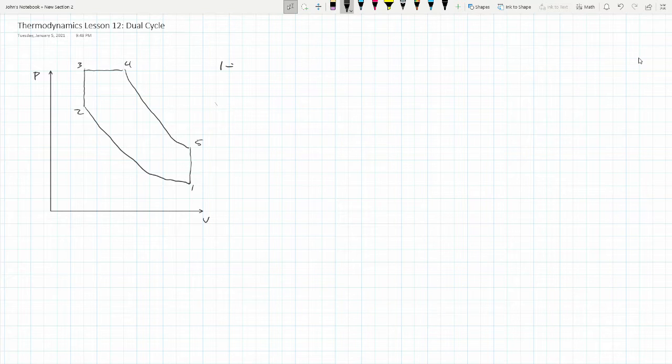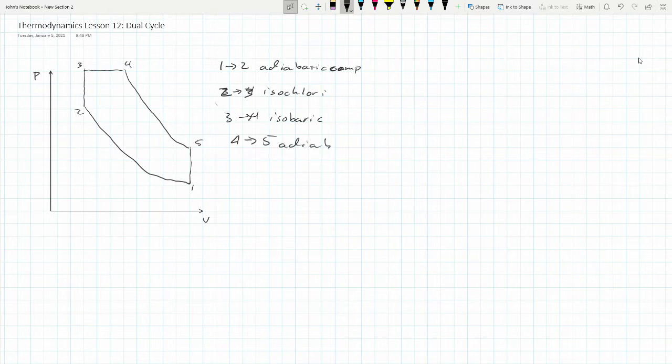Process 1 to 2 is adiabatic compression. 2 to 3 is isochoric. 3 to 4 is isobaric. And heat is added, by the way, from 2 to 3 and 3 to 4. 4 to 5 is adiabatic, and 5 to 1 is isochoric again.